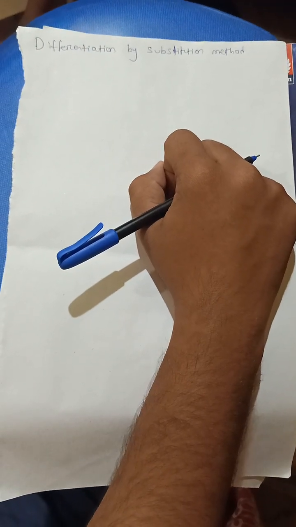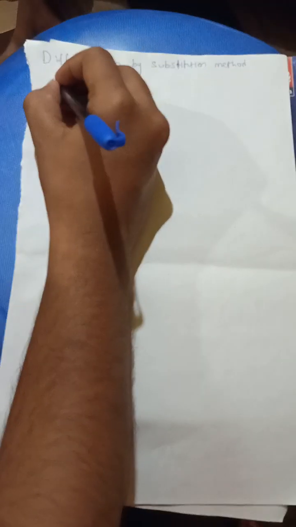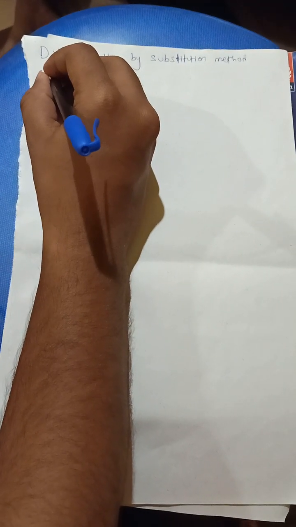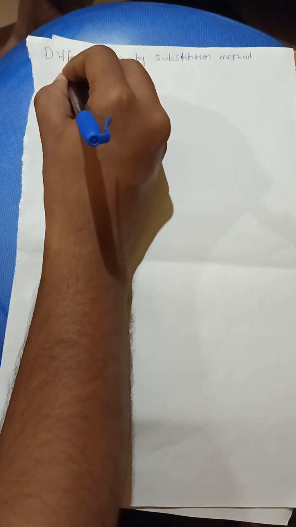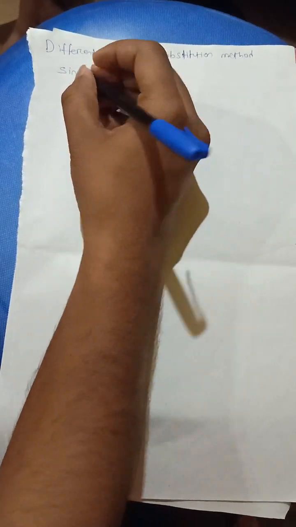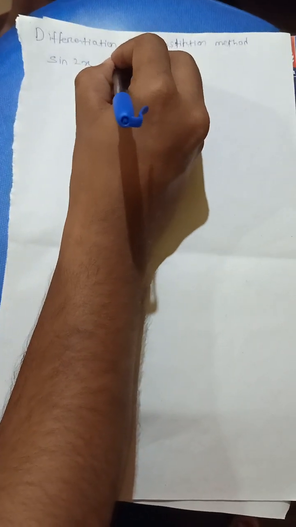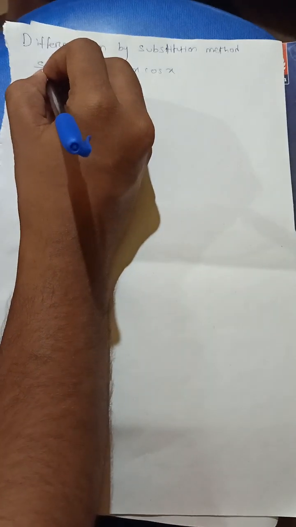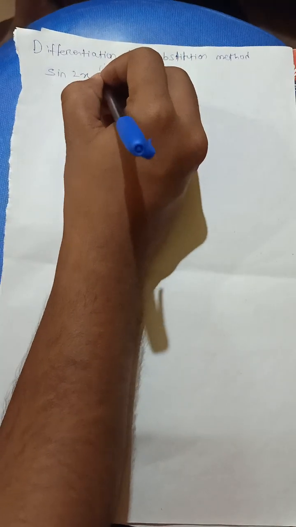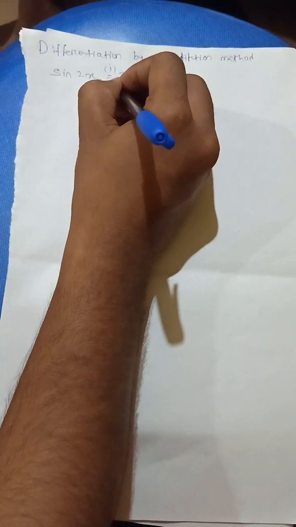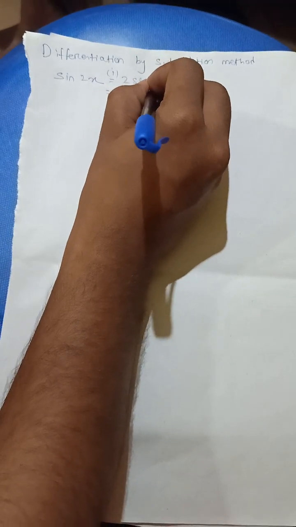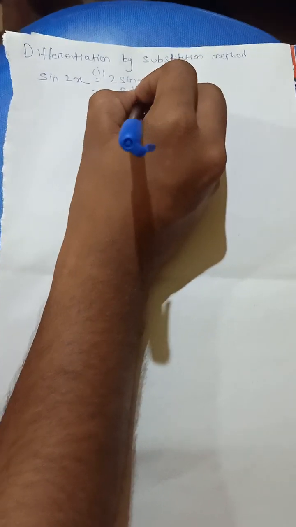You know from class 11th the formulas of trigonometric functions. This is the sixth formula of trigonometry, sine 2x. How can we write sine 2x? 2 sine x cos x. Okay, and another form of the formula for sine 2x is 2 tan x by 1 plus tan square x.